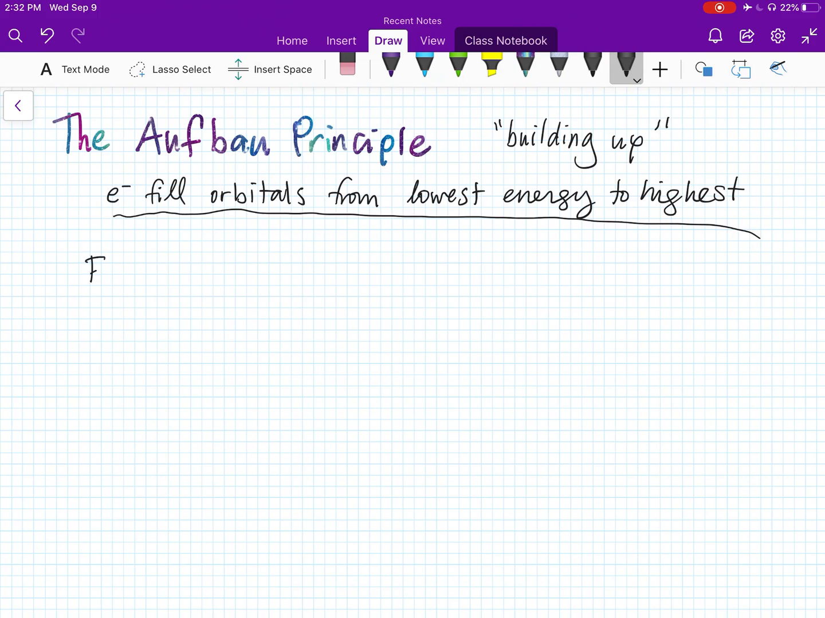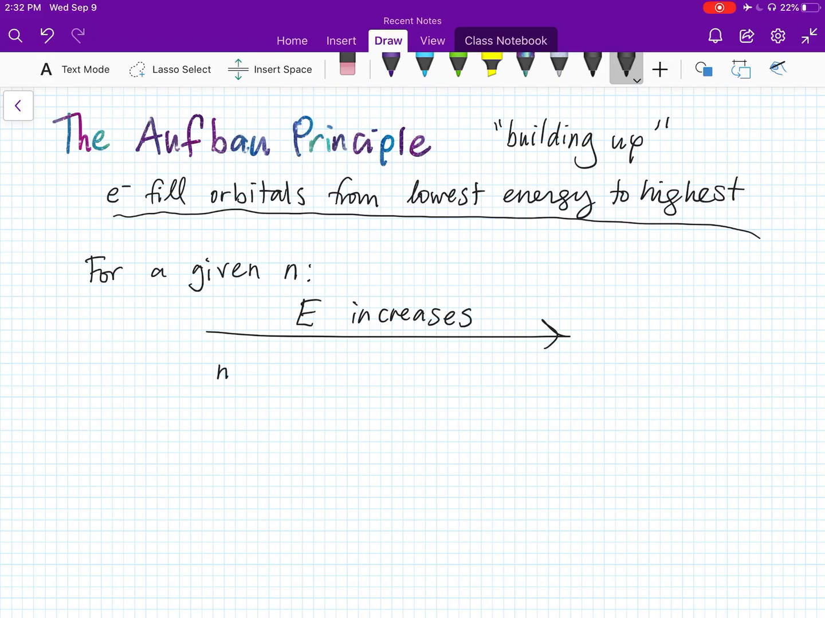For a given n, so for a given principal quantum level, the energy increases as we go from s to p to d to f. So ns is going to be lower in energy than np and nd and then nf. So this is all for a given n value.